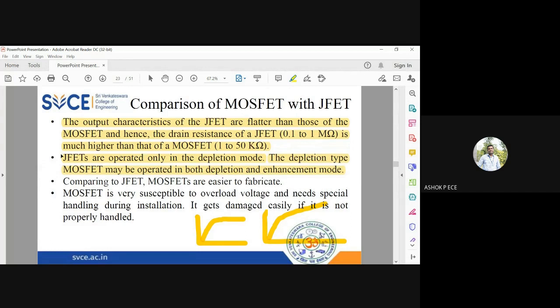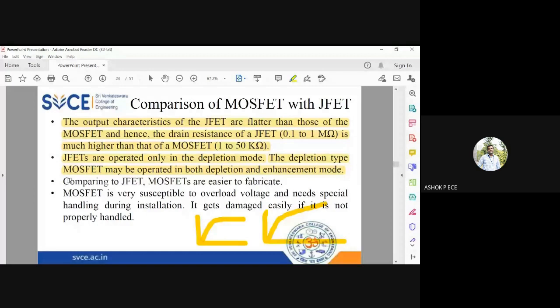In JFET, you don't have something called the MOS layer, right? Metal oxide semiconductor. So you have only one N region and two diffused P regions. So everything depends on the biasing of your PN junctions only. That's why they say JFETs are always in depletion mode, whereas in MOSFET, you have the choice depending on whatever voltage you give between the metal and oxide layer. You can choose the mode to be enhancement mode or depletion mode.